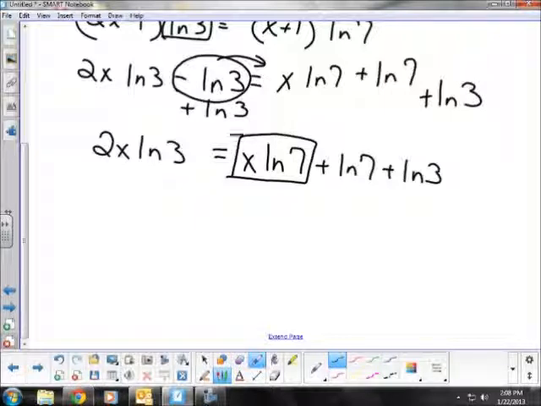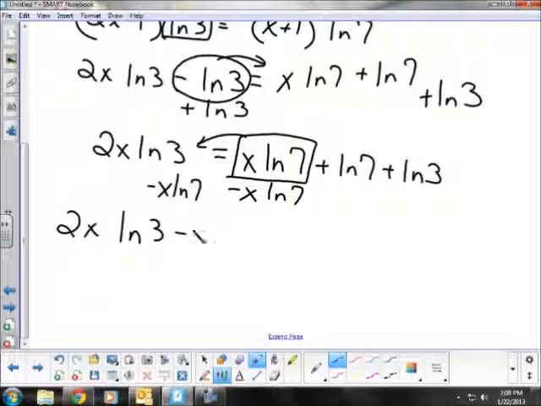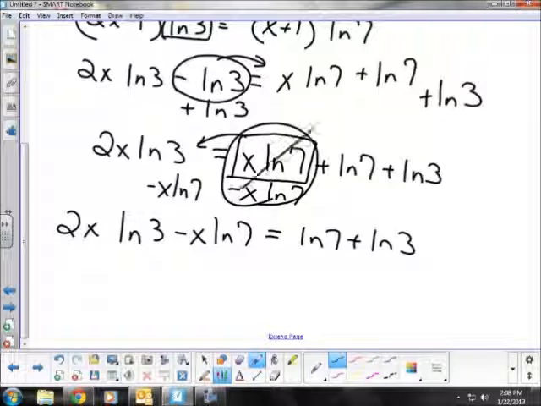That's exactly right, DJ. That one that's got the x in on this side, I need to subtract it from both sides. Again, those aren't like terms. I can't combine them together, so I just got to list them. That's 2x times the ln of 3 minus x times the ln of 7 is equal to the ln of 7 plus the ln of 3, because that's a zero pair and it's gone now. Now I have it sorted. All non-like terms. I just got to list them all.